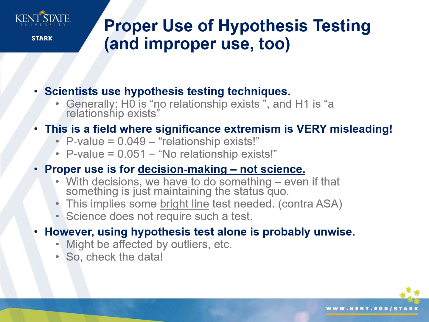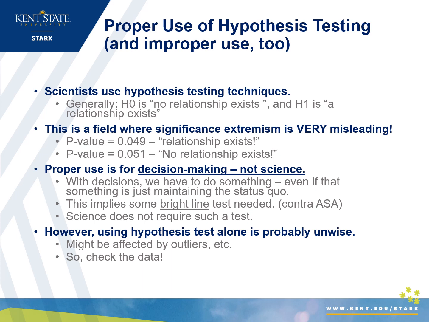This is where I would suggest that the proper use of hypothesis testing is for decision making much more than for science. After all, when we make decisions, we have to do something, even if that something is just maintaining the status quo. This implies that some kind of bright line test is needed. That is, we have some criterion by which we decide to take one course of action versus another. In contrast, pure science, which seeks simply to understand the world, doesn't require us to have such a test. So hypothesis testing isn't really necessary. We can use other methods.